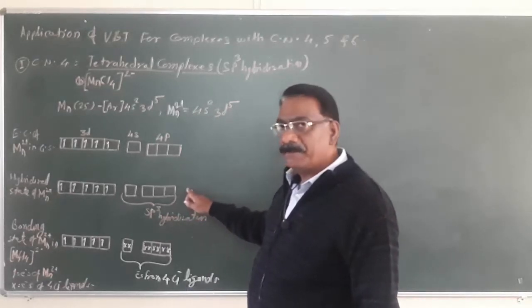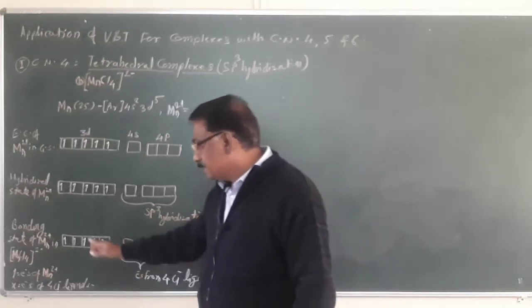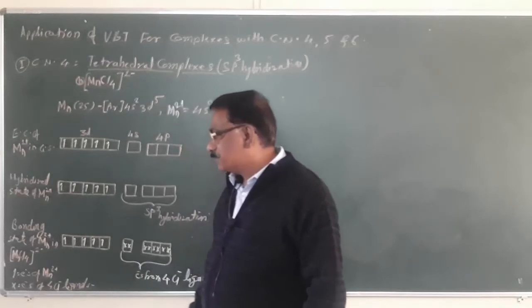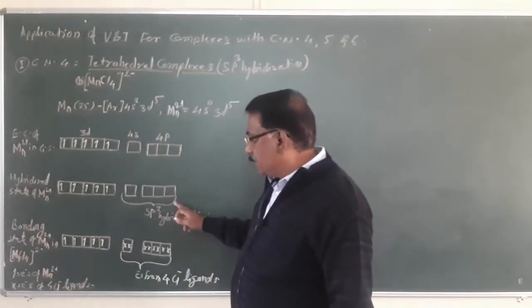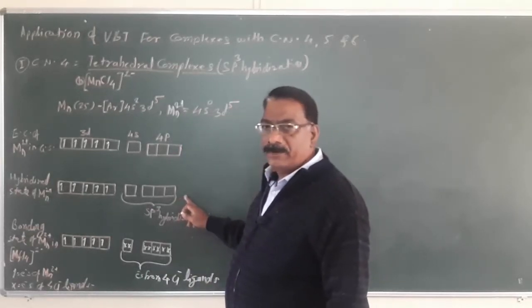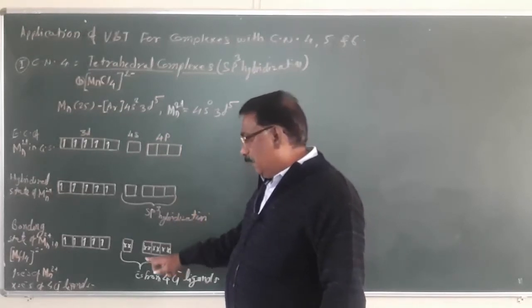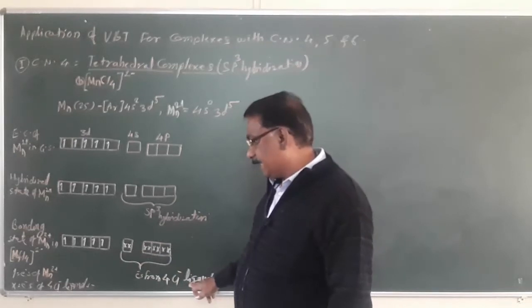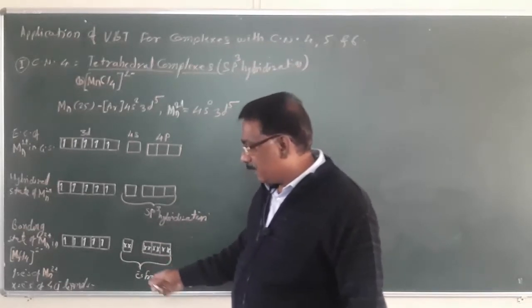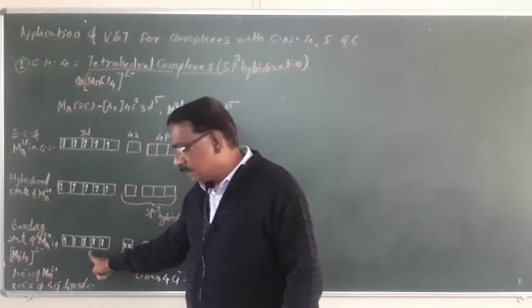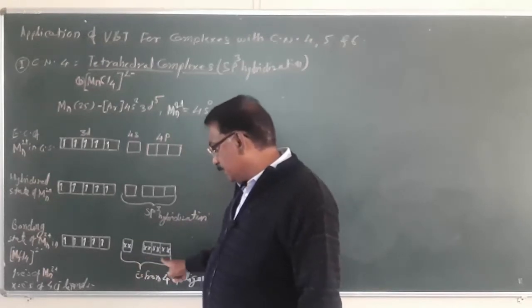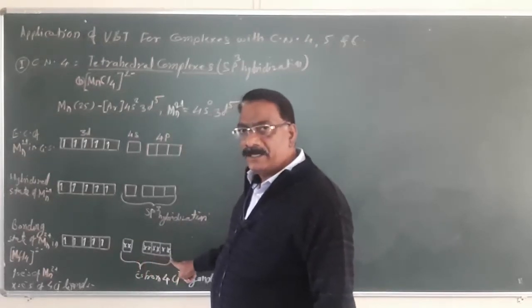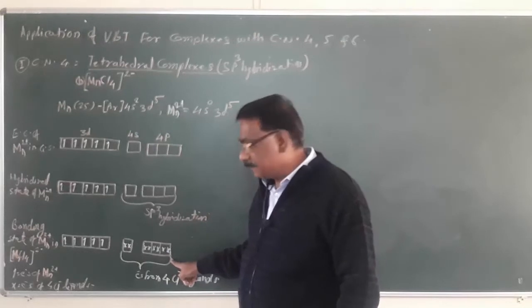These orbitals are empty. In the bonding state, Mn undergoes bonding. These 4 hybrid orbitals can accept the electrons from the 4 Cl- ligands. Here we have the Mn electrons in the 3d orbitals, and these are the sp3 hybrid orbitals.